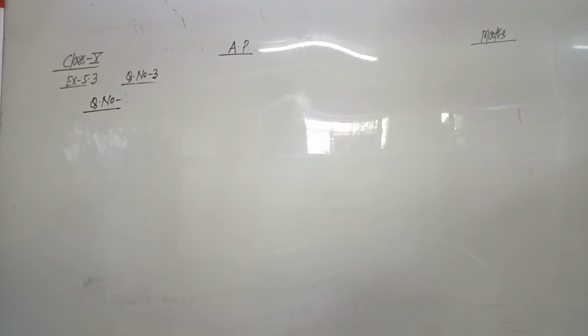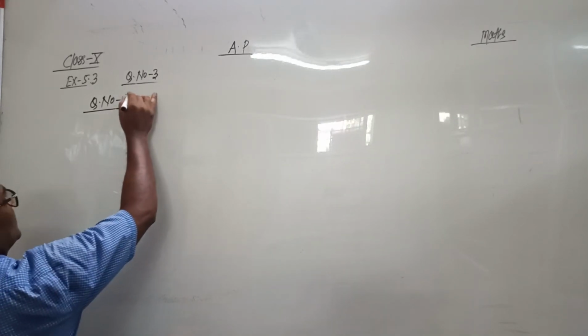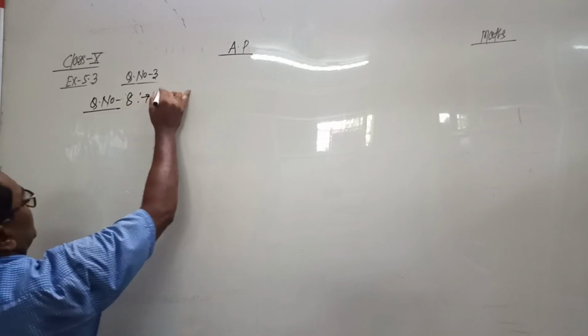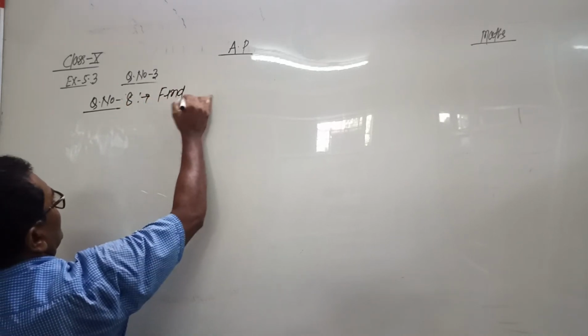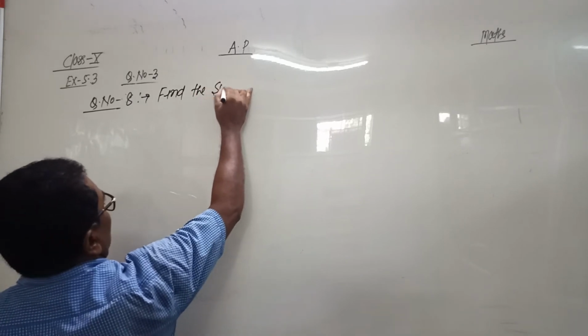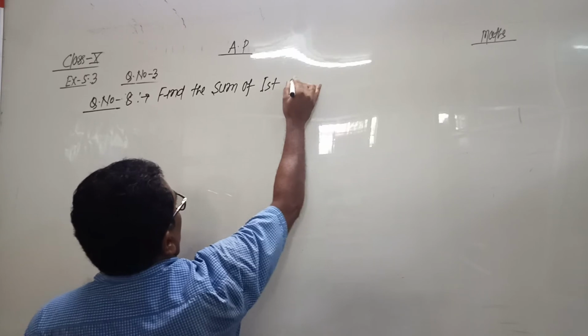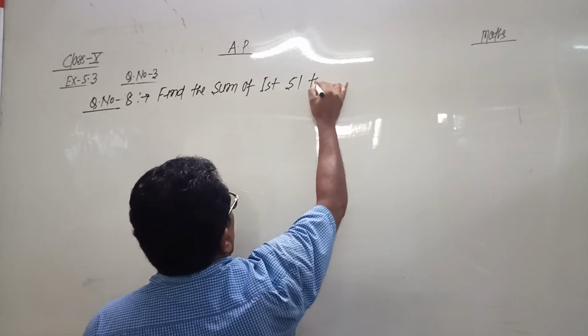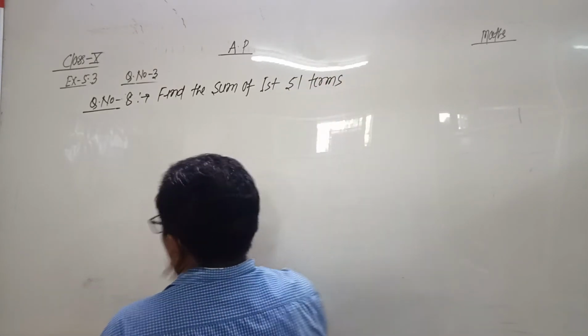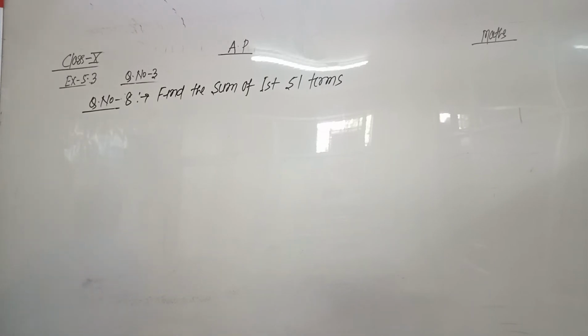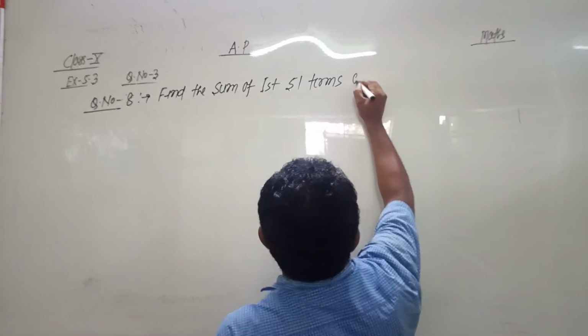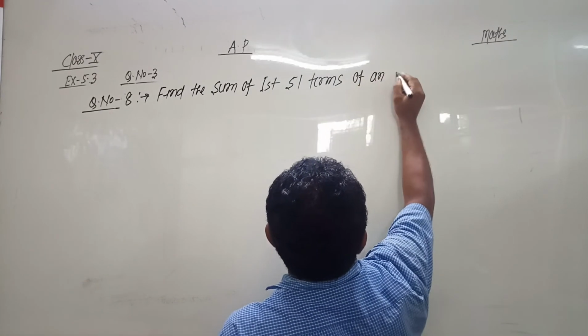Now question number 8. Find the sum of first 51 terms of an AP.